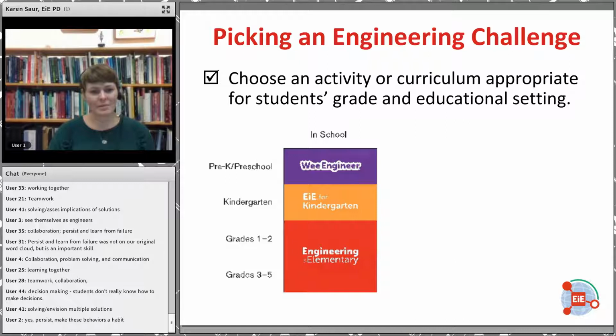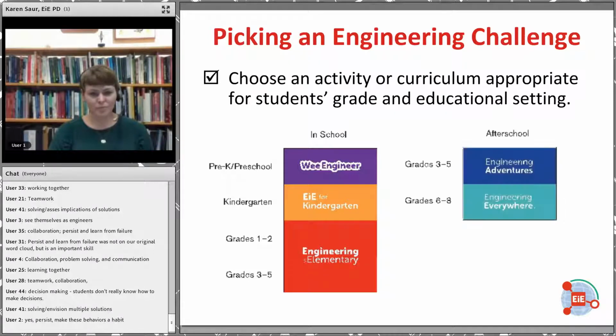I'm going to share with you some of Engineering is Elementary's curriculum options, but again, there's a lot of things out there. We do have some in-school options. This fall, we're going to be putting out our We Engineer and EiE for Kindergarten, which are our preschool and our kindergarten curriculum that we are currently developing. We also have our in-school Engineering is Elementary, which is appropriate for grades 1 through 5.